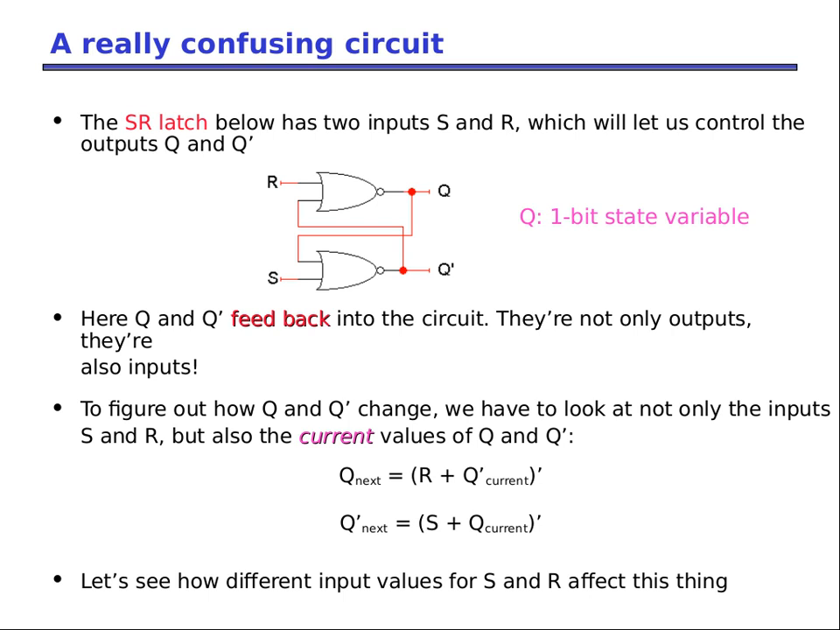So Q and Q naught, notice I put Q naught at the bottom, Q on top. They're feedback into the circuit. They're not only outputs, they're also inputs. Keep in mind that these gates are powered, so that's why the flow of electricity can continue. To figure out how Q and Q naught change, we have to look at not only the inputs S and R, but also the current values of Q and Q naught. So now our truth table is going to be a little weird.